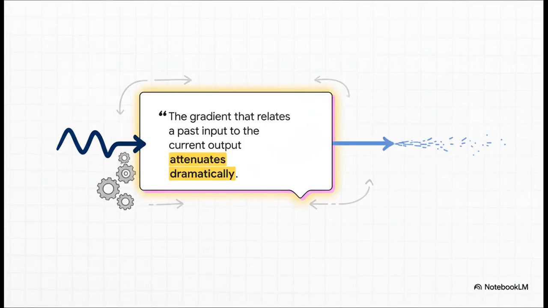The source actually has a perfect way of describing this. It says the gradient attenuates dramatically. I love that phrase. It fades away. It gets so faint. And the result is that the network simply cannot make a connection between what's happening now and something important that happened way back at the start. That crucial link is just gone. The chain of memory is broken.